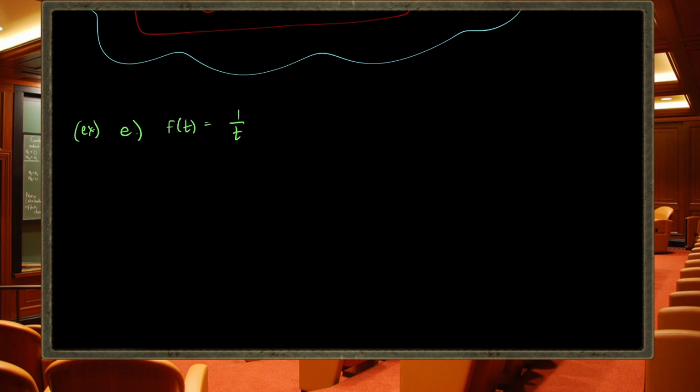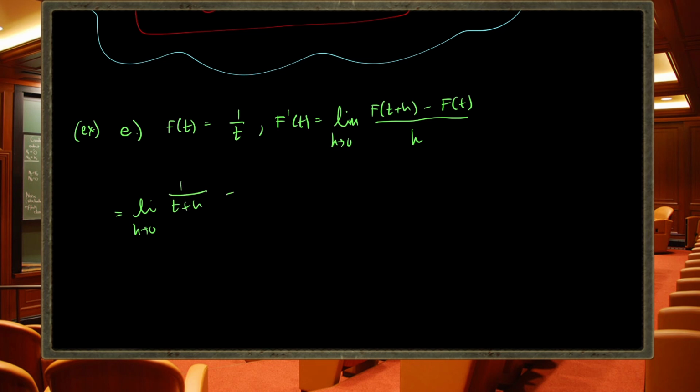F of t is 1 over t. So what is f prime of t? Well, following the limit definition, this becomes big F of t plus h minus f of t all over h, which is the limit of 1 over t plus h minus 1 over t all over h.